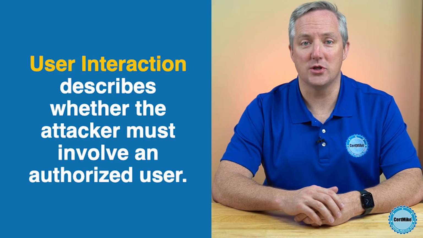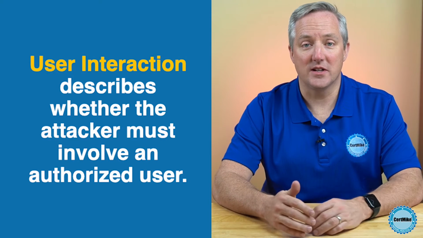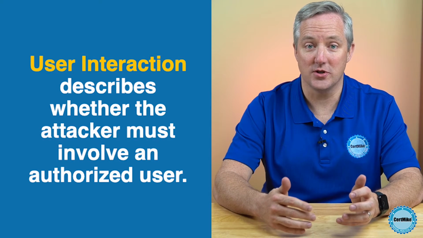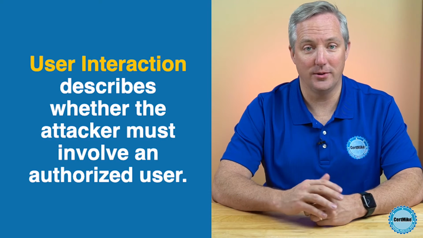Then we assess the level of human involvement needed with the user interaction metric. This metric is set to required if the attacker must somehow get an authorized user to take some action to make the attack work, or none if the attacker can carry out the attack on their own. Those 4 metrics, attack vector, attack complexity, privileges required, and user interaction, combine to describe the exploitability of a vulnerability.